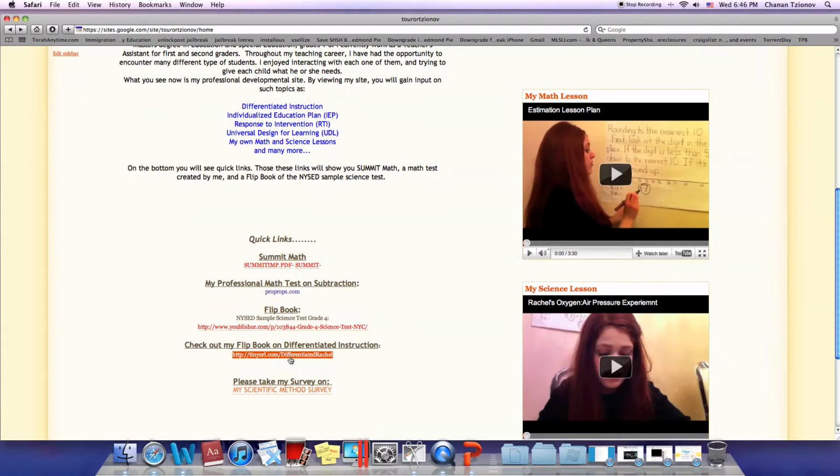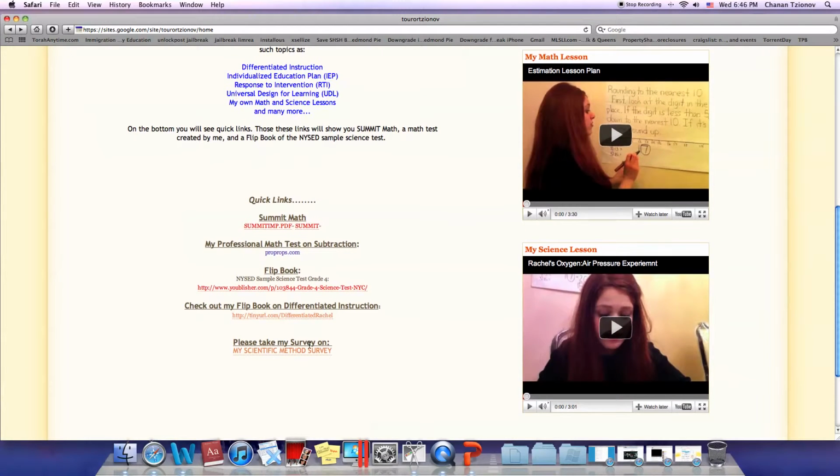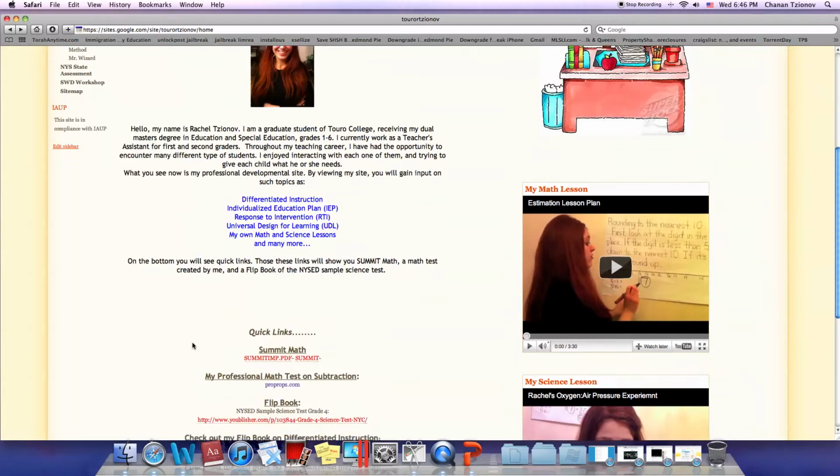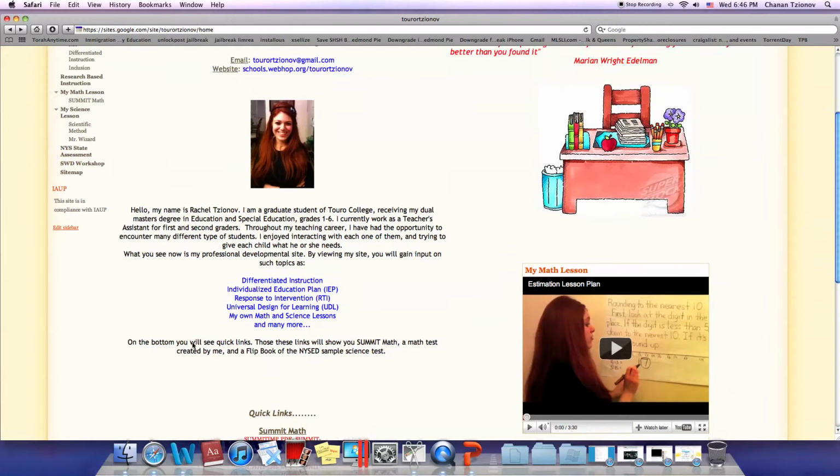Now, this is another flip book which I have made on differentiated instruction, which we will be going to later once I talk about this topic of differentiated instruction. And the last quick link that I have is about a survey which I have made about my scientific method, which we will be going to later on as we go through my page.